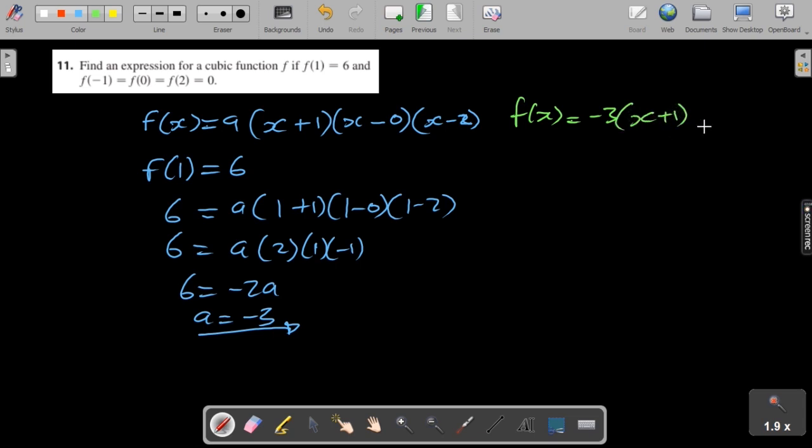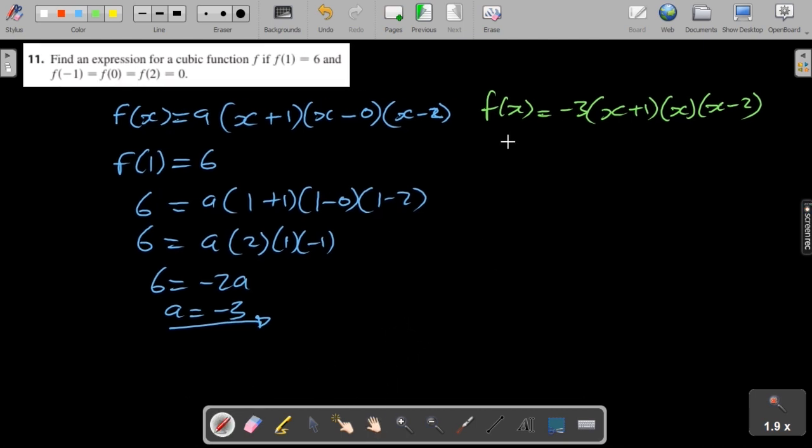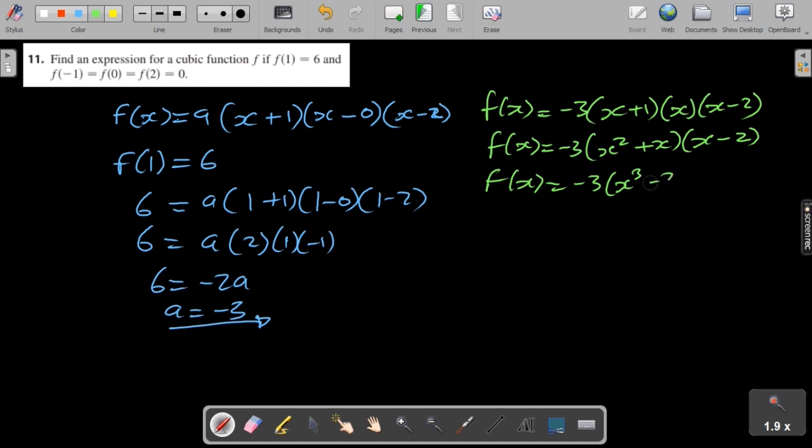Replace all of the roots as well. So you can just write x minus 0 as x. From here, we can just multiply, and that will give us the expression, or the answer which we're looking for. To multiply through here, you can do them in pairs. So let's start with this and that. Let's multiply those together. We're going to get x squared plus x. Then that will be multiplied by x minus 2. You're going to get x cubed minus 2x squared plus x squared minus 2x.